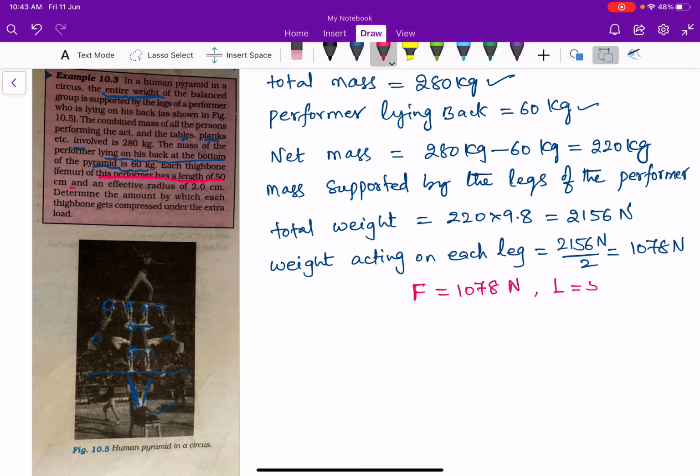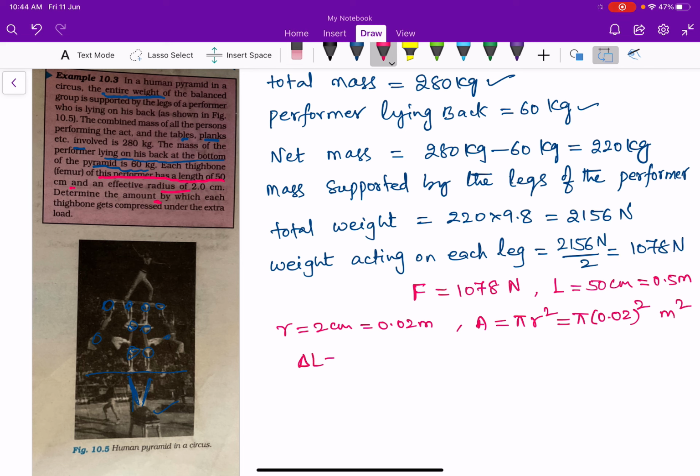Next, each thigh bone of this performer has a length of 50 centimeters, that is 0.5 meters. The effective radius R is equal to 2 centimeters, that is 0.02 meters. So we can find the area equal to pi r squared, pi into 0.02 whole squared meter squared. We got the area also. Now determine the amount by which each thigh bone gets compressed under the extra load.